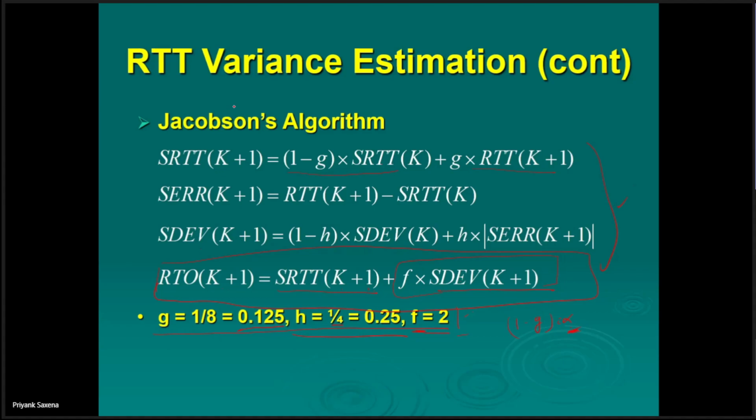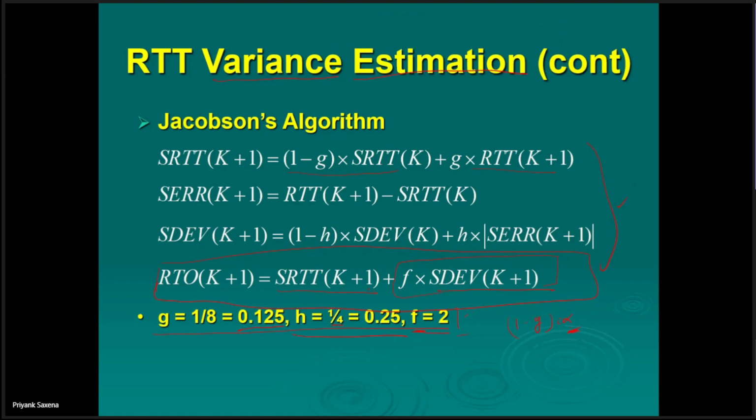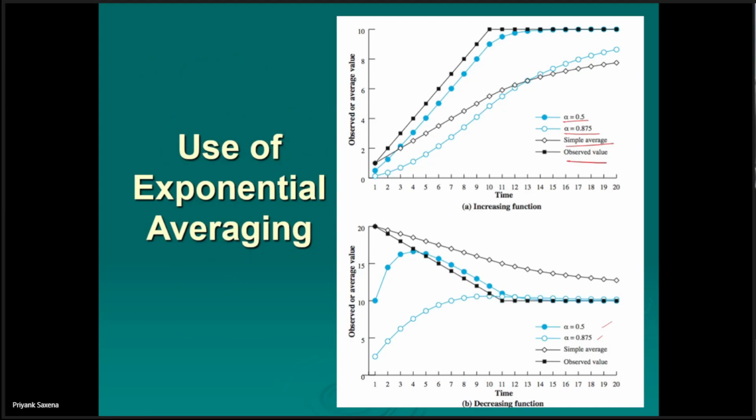Why is the exponential average not good? Why are we going for a variance estimation? Variance estimation gives you a better reflection of the network conditions, right? You can see from this graph: this is alpha 0.5, alpha 0.875, simple average, observed value. You can see here that it is an increasing function. This is the average value on this side, and this is the time.